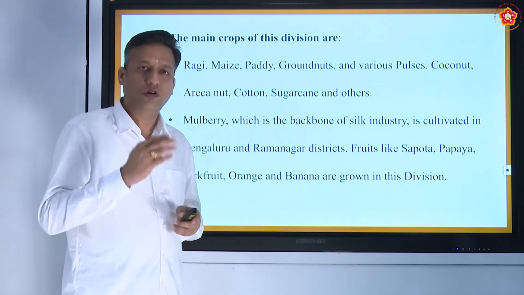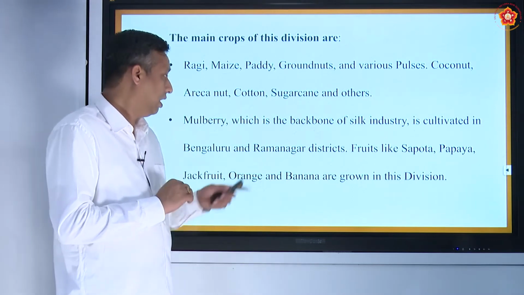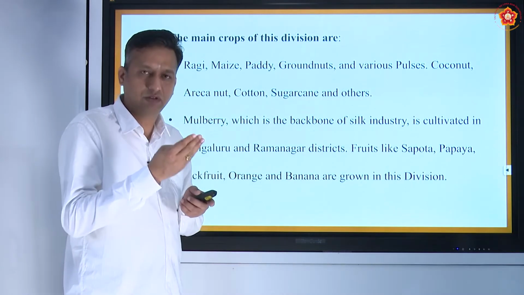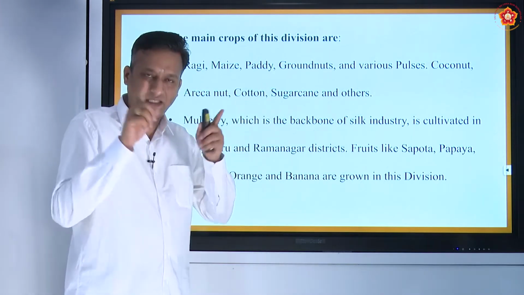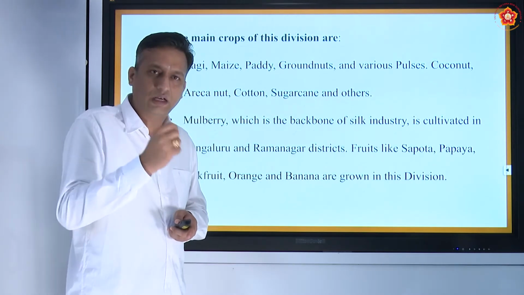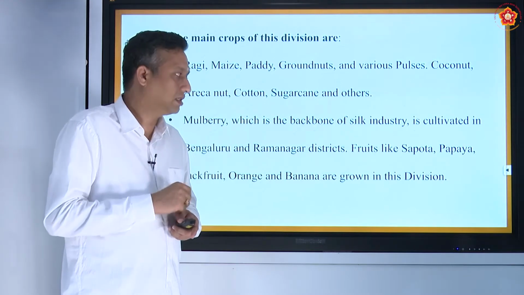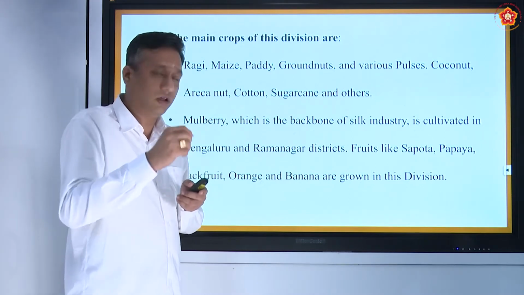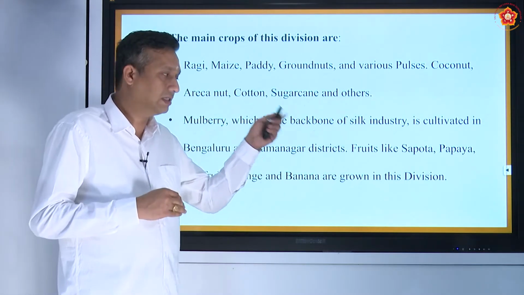Mulberry leaves are called reshme soppu. The silkworms eat the mulberry leaves and leave their thread, and a cocoon is formed, from which later the silk is produced. So, mulberry leaves are important for the silk industry.